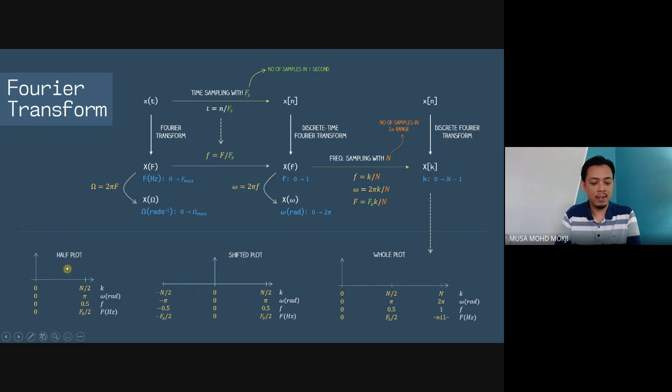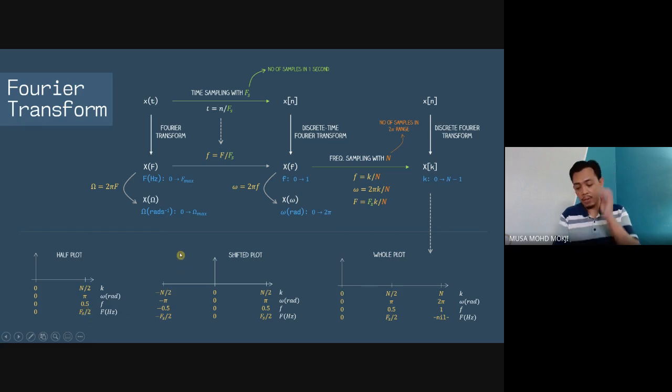It becomes less confusing because we are looking at only half of it. If not, you will have the whole information plus the mirror plotting, so maybe you will get confused. Normally we use this half plot, because everything is there. And we need to know the range for this small omega. The range is from 0 up to pi. For small f, the range is from 0 up to 0.5.